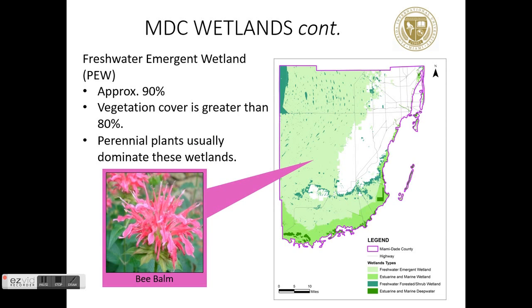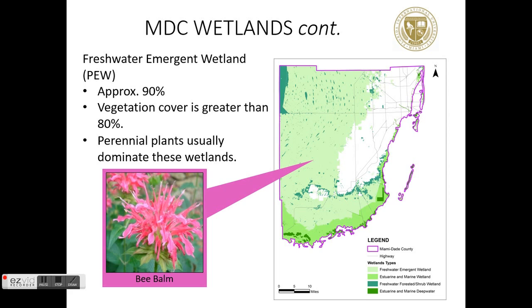There are four types of wetlands in Miami-Dade. The first type is the freshwater emergent wetland, which is shown in light green color. The other type of wetland is the estuary and marine, which is located in the south part of the county. The third one is the freshwater forested wetland located in the northwest side of the county. The last type of wetland is the estuary and marine deep water wetland.